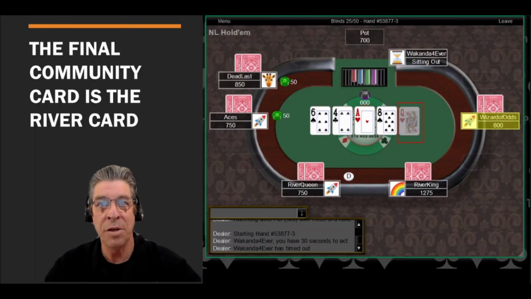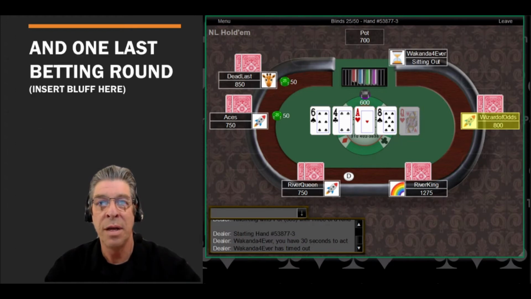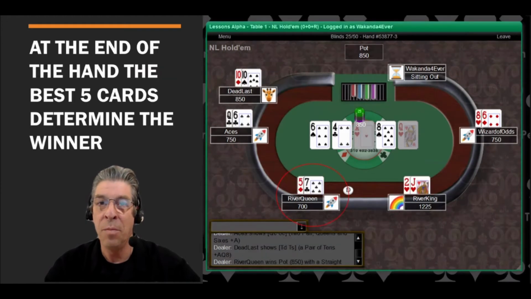Once the betting round is completed after the turn, a final community card is dealt. This is called the river. There will be one final betting round. After all betting is completed, the player with the best 5-card poker ranking hand wins the pot.